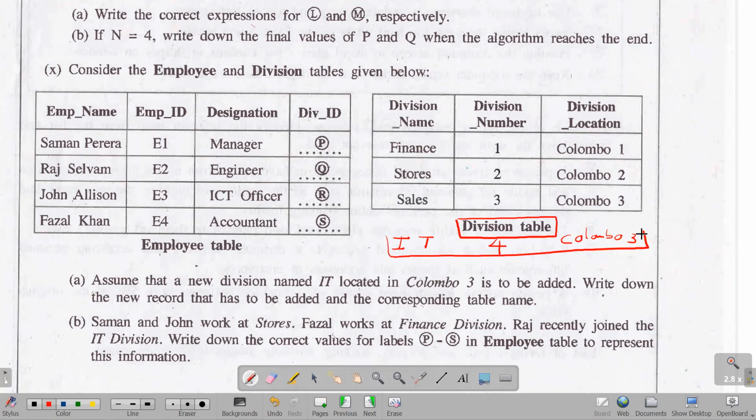Then it says Saman and John work at stores. Fasal works at finance division. Raj recently joined the IT division. Write down the correct values for the labels P to S. Saman and John work at stores. So stores division number is 2. So Saman and John are going to have 2 as the division ID.